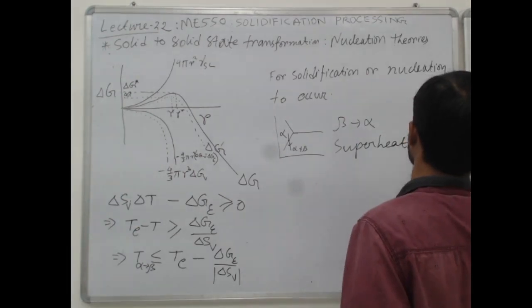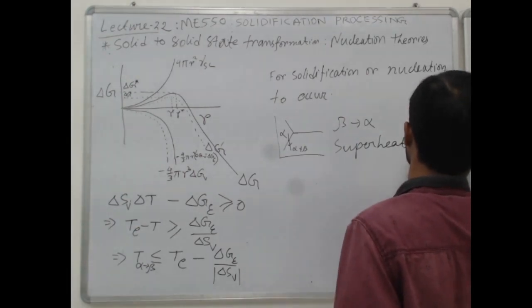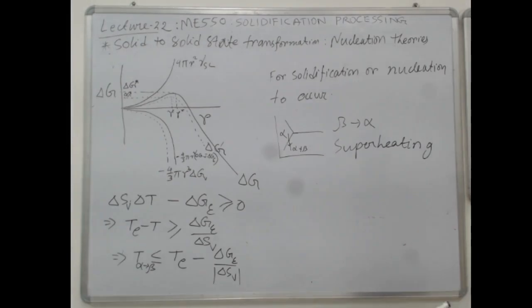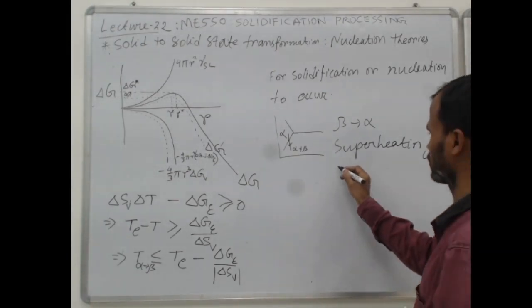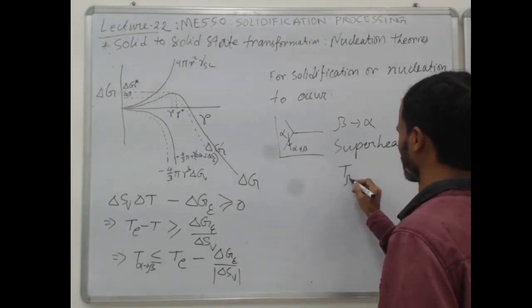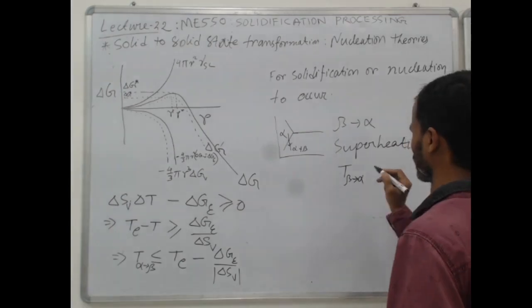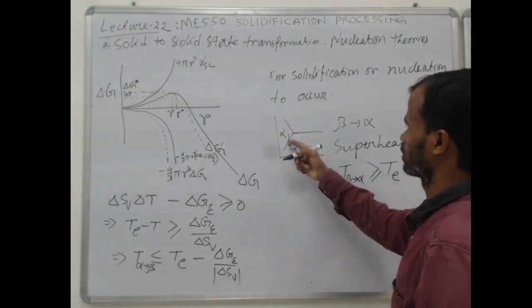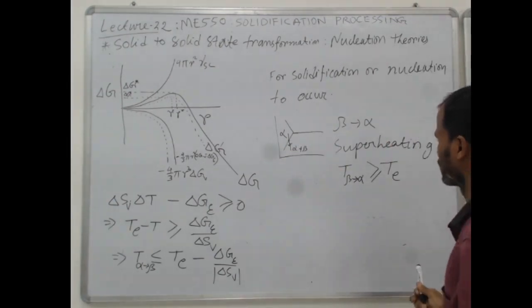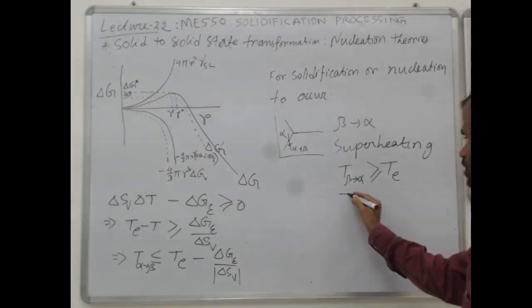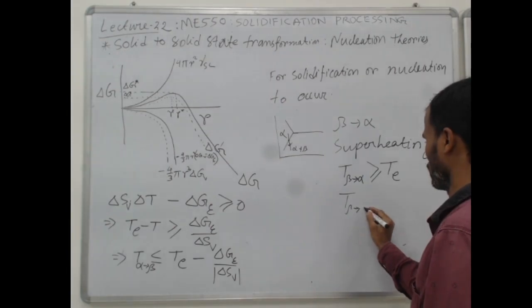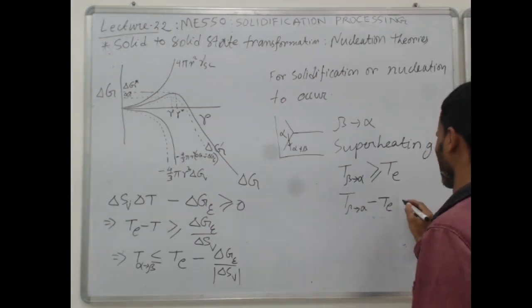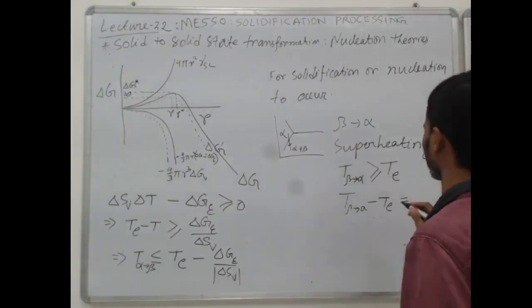So superheating means you need to apply some superheating. Superheating means your temperature for the beta to alpha transformation will be greater than T_E, the equilibrium temperature for transformation. And this T beta to alpha minus T_E is actually the superheating.